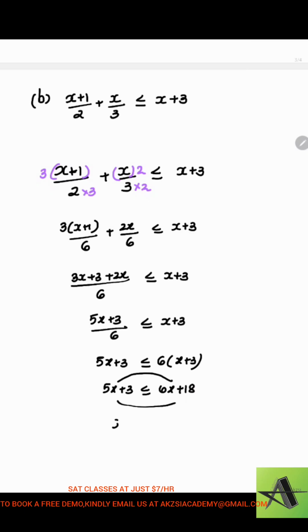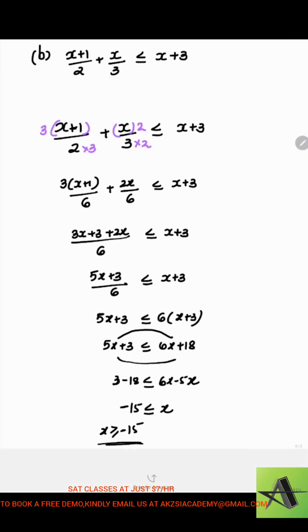So 3 minus 18 is less than or equal to 6x minus 5x. Minus 15 is less than or equal to x, or I can say x is greater than or equal to negative 15. There is an important note.